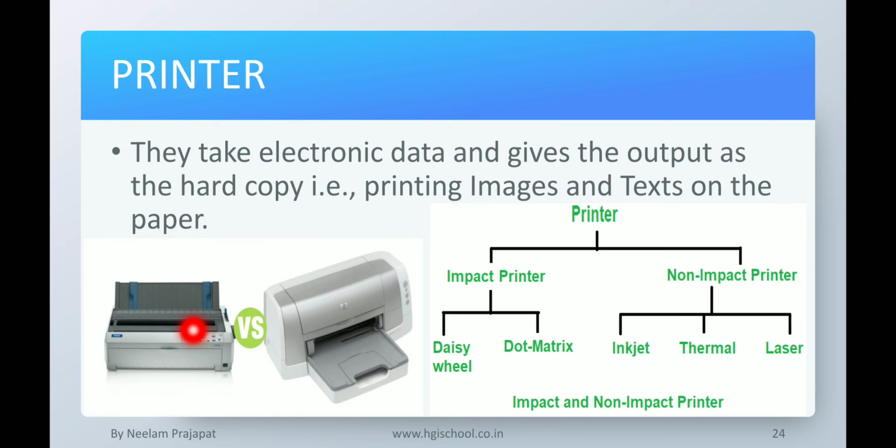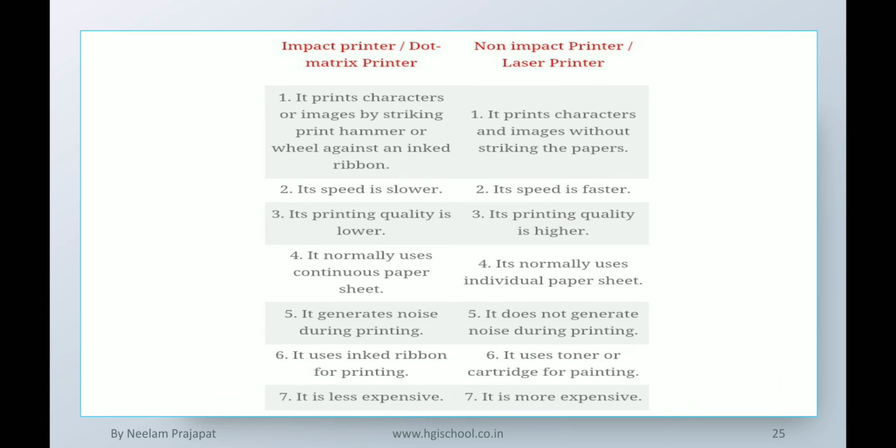So this is the picture of an impact printer and this is a non-impact printer. So let's study the difference between impact and non-impact printers. An impact printer prints characters or images by striking a print hammer or wheel against an inked ribbon. Okay. And a non-impact printer prints characters and images without striking the paper.